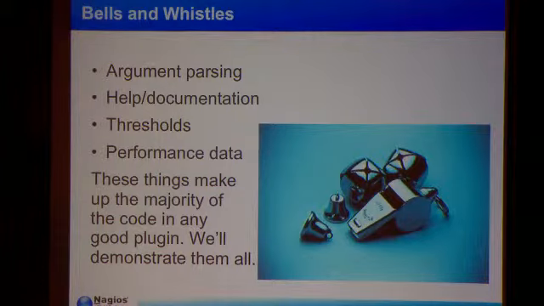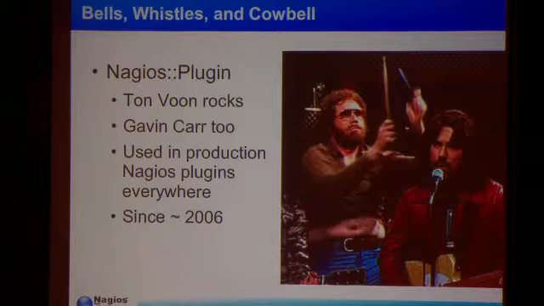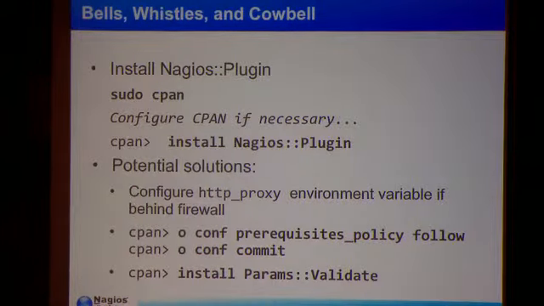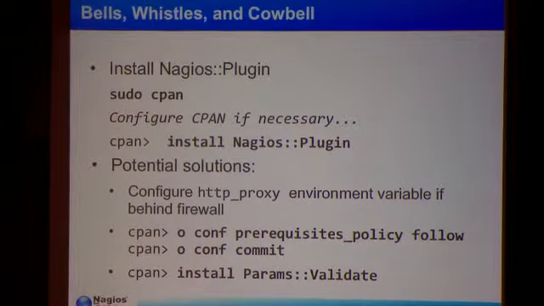And actually dealing with these things like the arguments and the help documentation make up the majority of the code. So using the Nagios plugin module gives you all those bells and whistles and cowbell too. Ton Voon and Gavin Carr, I think, are responsible for most of the plugin, and they have been great. I've worked with them on email and stuff, and Ton Voon was maintaining the whole plugins project, and he stepped away from that, but he's still using Nagios.